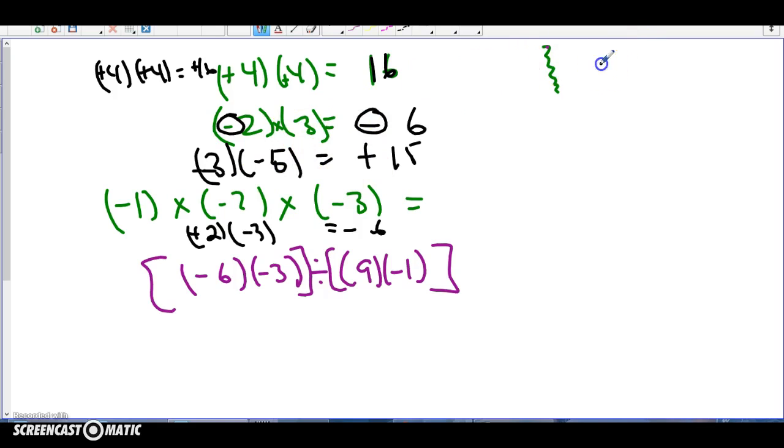If you have an odd number of negatives, then your final answer is negative. If you have an even number of negatives, you end up with a positive. You just go back and forth enough times.